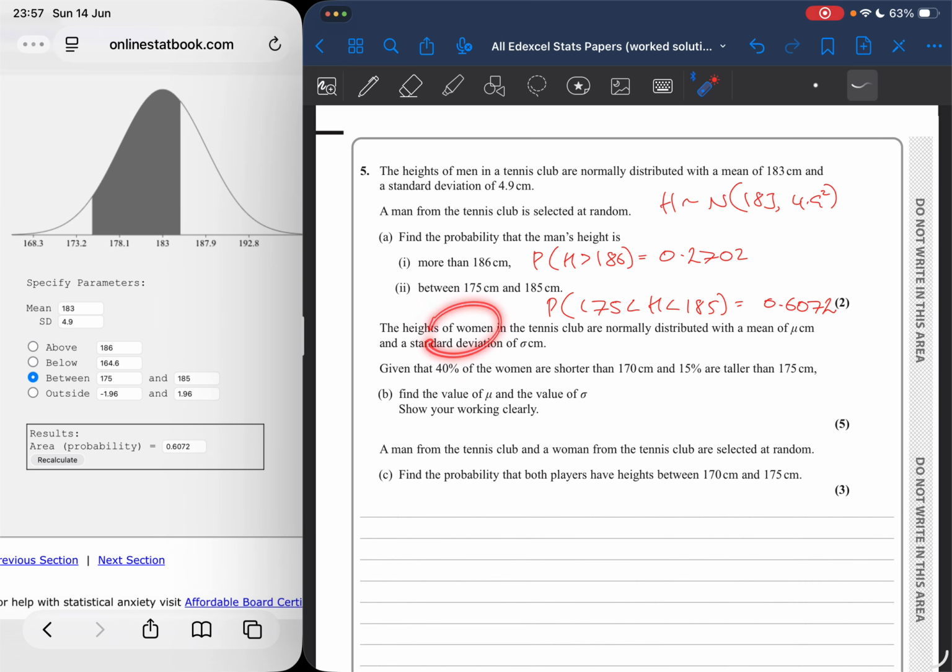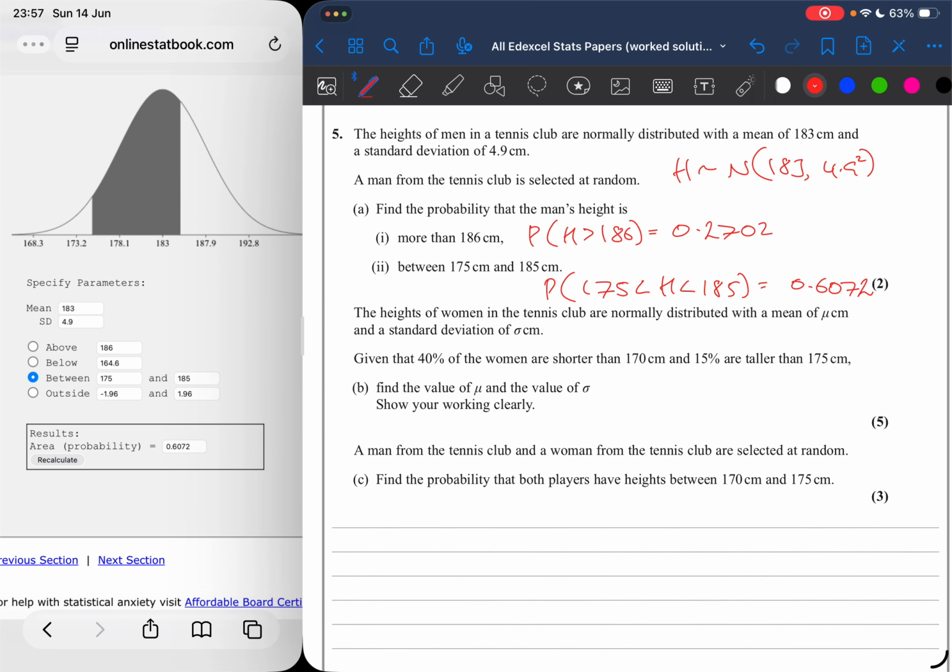Right, let's keep going. We've got women now. They're playing tennis too. We have a mean of mu and a deviation of sigma. 40% are shorter than 170, and 15% are taller than 175. Let's find these bits. So let's have height of women. Height of women can go up here now.